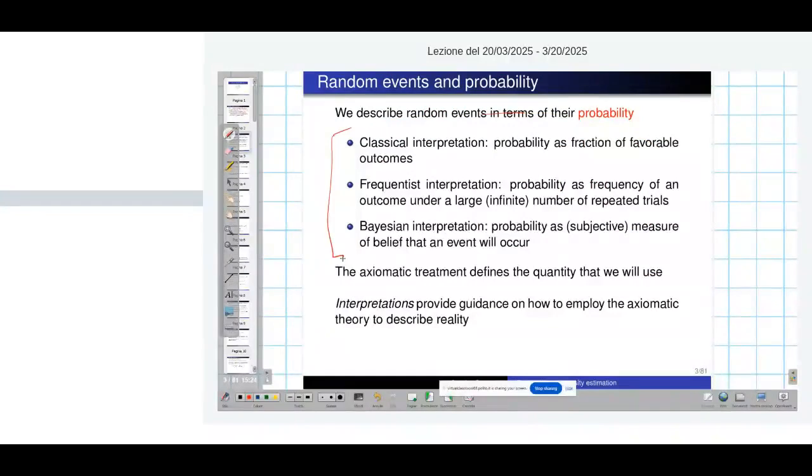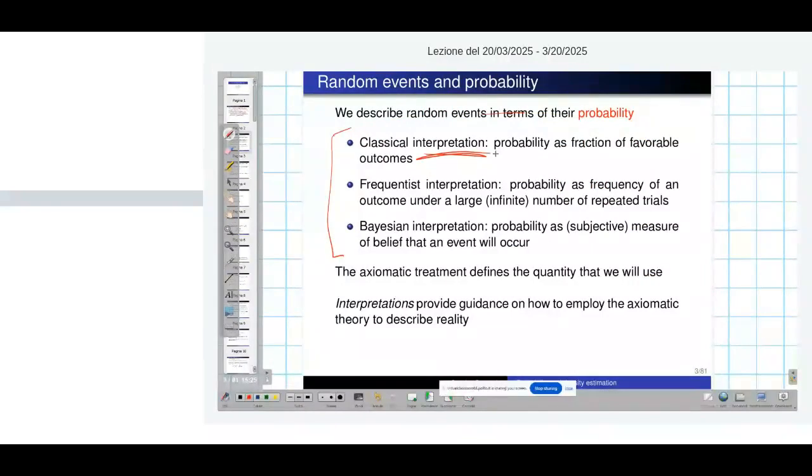Now, the problem is that the math is the math and the real world is another thing. So there is already a problem in deciding what we mean by probability when we refer to the real world rather than to the mathematical concepts. And you can see that here we have at least three different interpretations. The first one is the typical, simplest interpretation that you probably all know. It's the classical interpretation of probability.